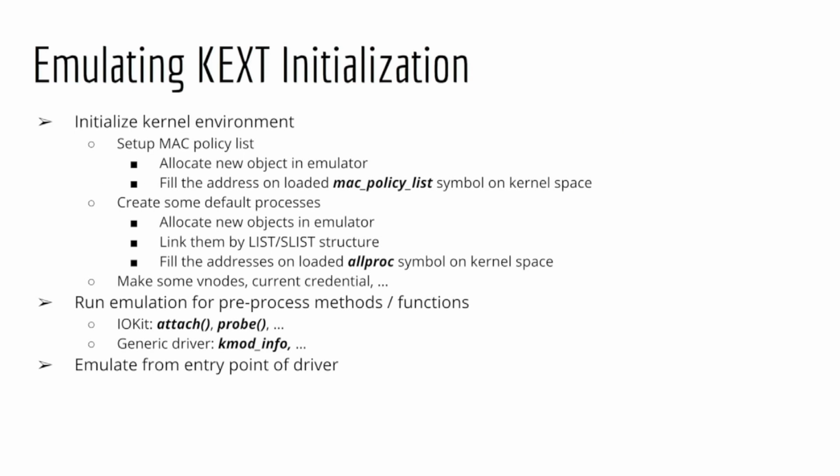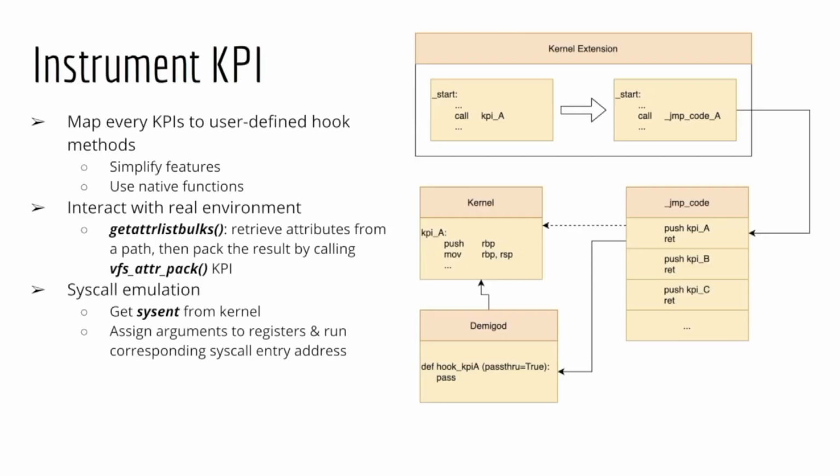Before emulating the driver, I should initialize the kernel environment. I set up the MAC policy list by allocating a new object in the emulator engine and filling that address into the target in kernel space. The same thing I do for the proc symbol in kernel space. I also create some vnodes and credentials. Then I run emulation for pre-processes such as attach, probe, or kmod info. Finally, I can go into the entry of the driver.